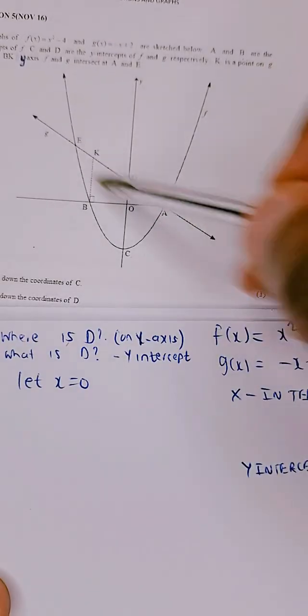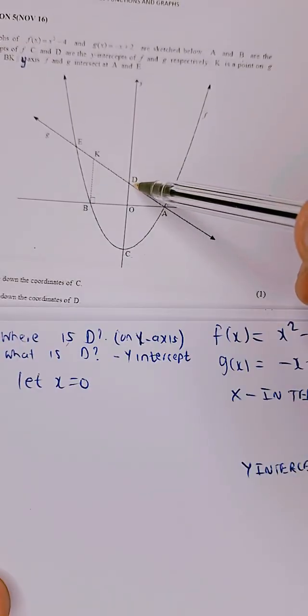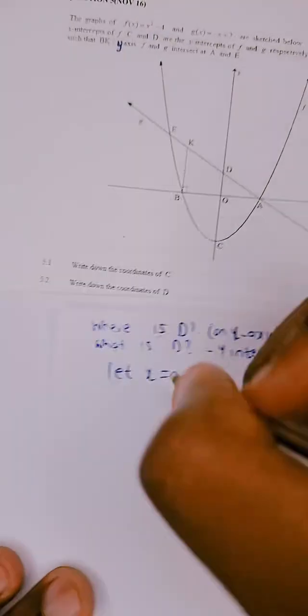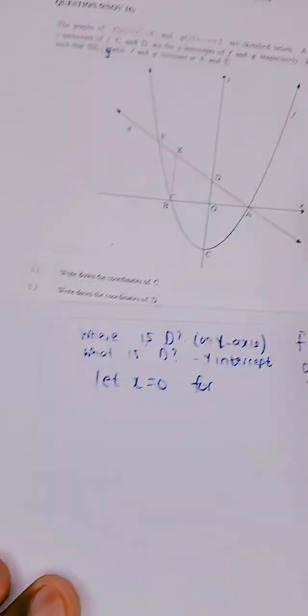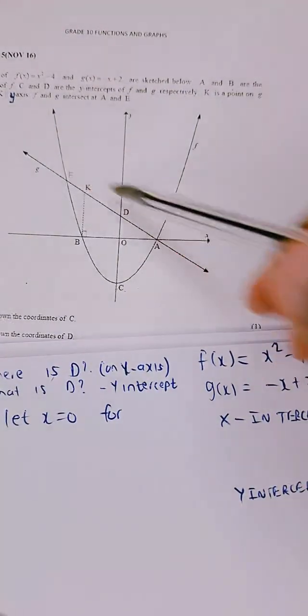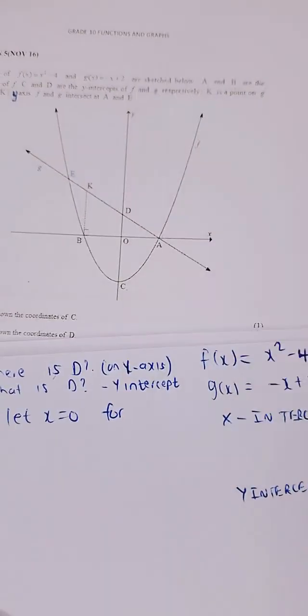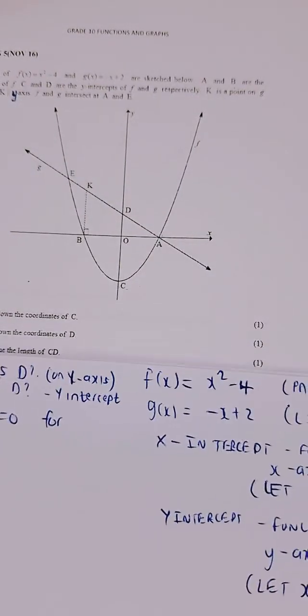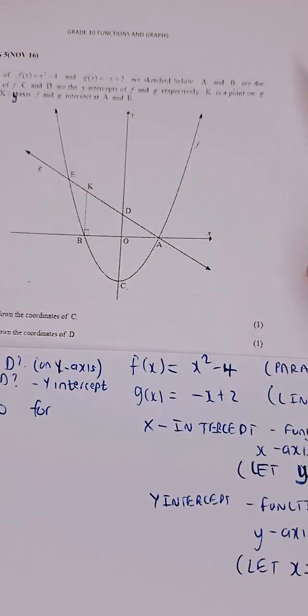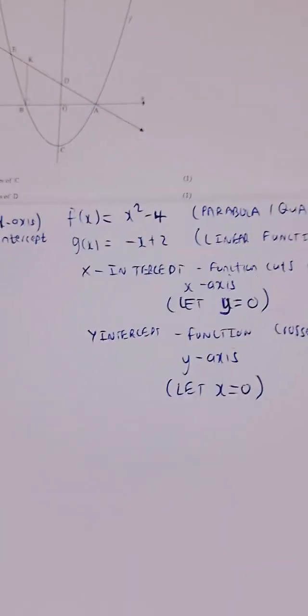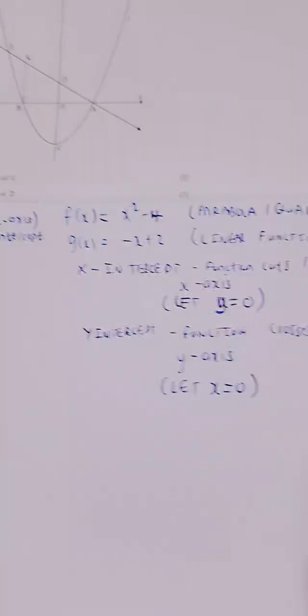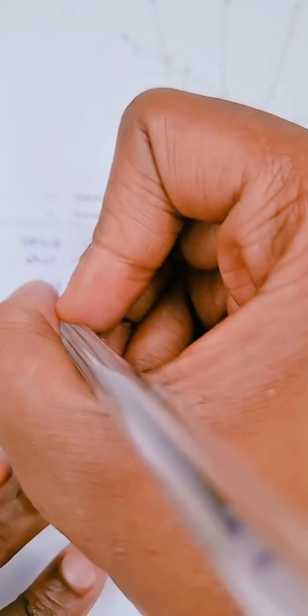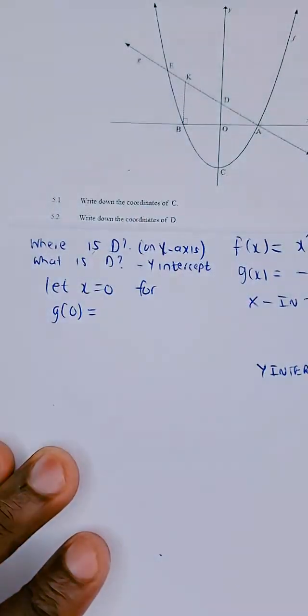So since D lies on the straight line, it means that the x value at D is 0, which is why we're going to let x be equal to 0 for which function? Which function does D lie on? It lies on g. So what is g, guys? What is the function of g of x? There we have it. g of x is equal to negative x plus 2, our linear function, the straight line function. So we are going to say g of 0. Let x be equal to 0 for g of x.